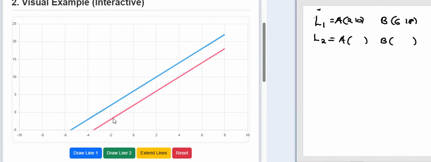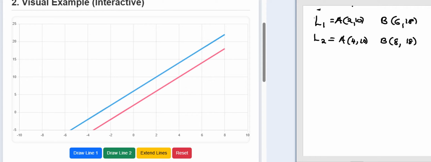Can I do the same to the second line, the red one? Let me pick point (8, 18) here. It's the highest point. And then I pick another point, this point, (4, 10). So point (4, 10). And now that I have the 4 points, 2 points for each line, I can now easily calculate the gradient of each line.